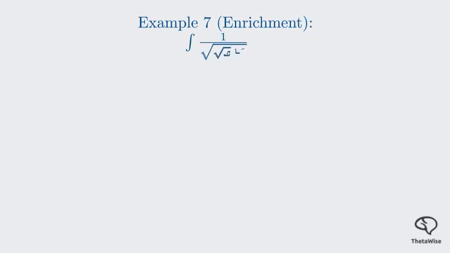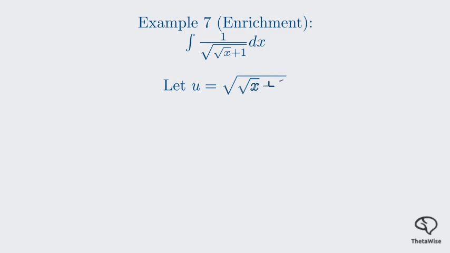Our 7th example is marked as enrichment, and it is indeed a bit more challenging. The problem is the integral of 1 over the square root of the quantity square root of x plus 1. Notice the nested square root. To simplify this, the most effective strategy is to try and eliminate the outermost root. This means we should substitute for the entire expression inside it. Let's make the substitution u equals the square root of x plus 1.